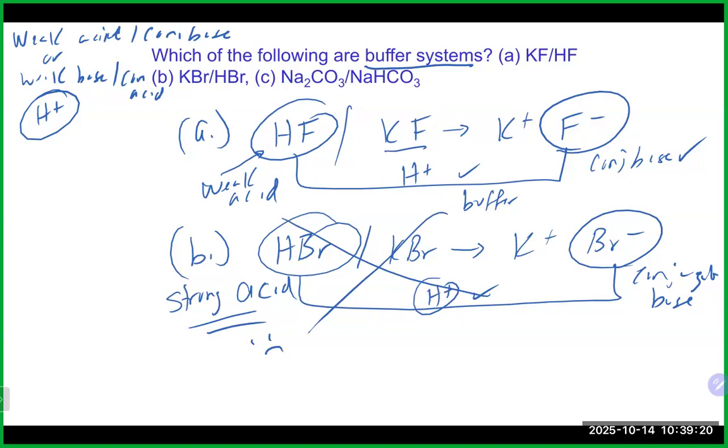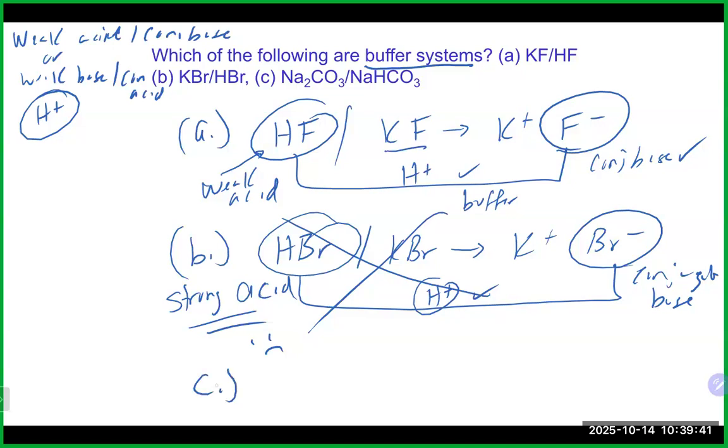So even though they are related to each other by 1 H plus, you cannot have, again, a buffer that is composed of a strong acid or a strong base. As we talked about earlier, it will not be able to set up that equilibrium. It will not be able to keep both the acid part and the base part of the buffer in solution at the same time. Any questions on that one?